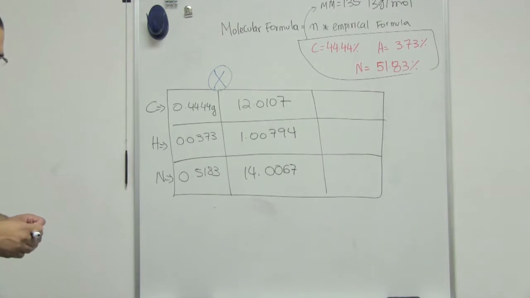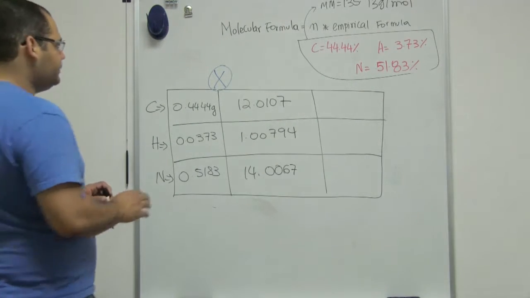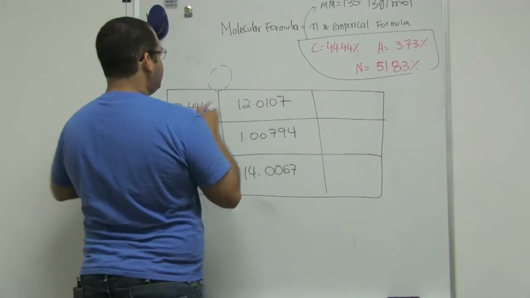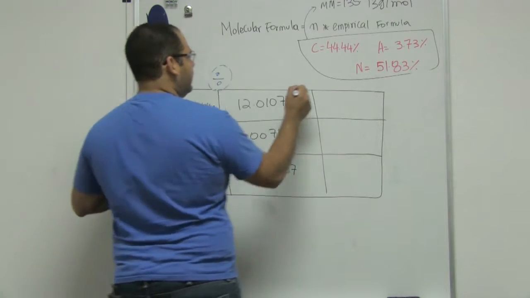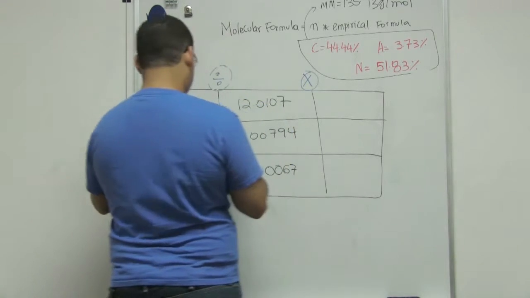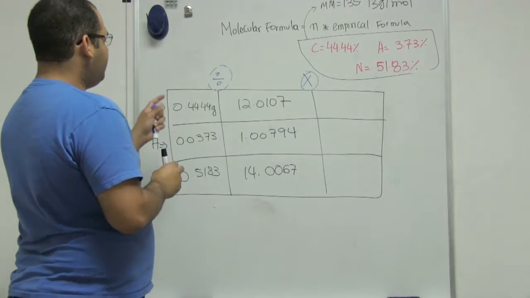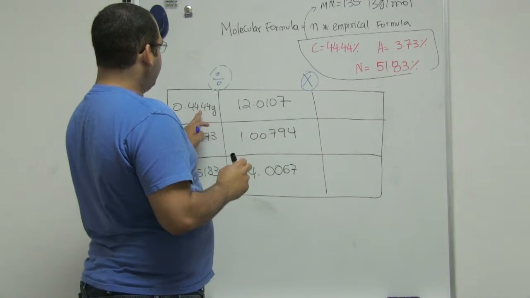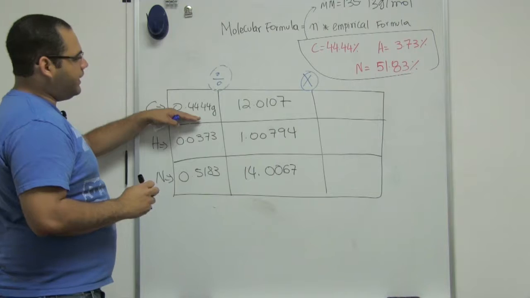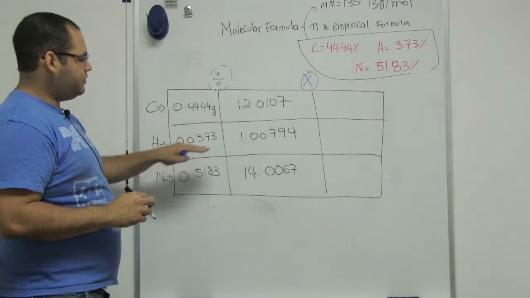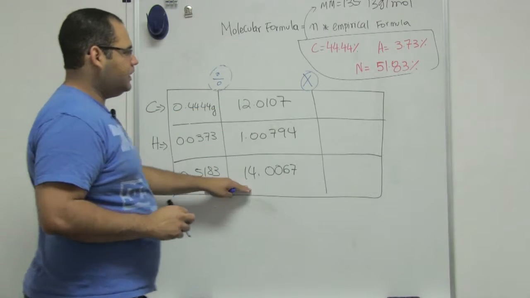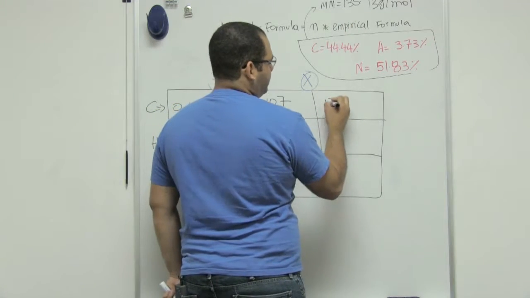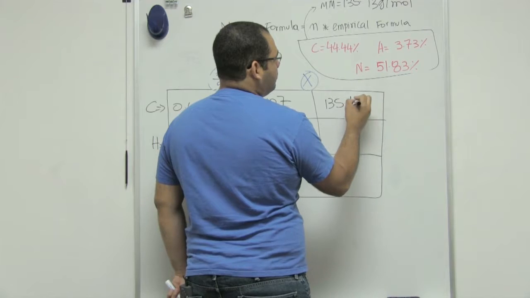Wait, no, not multiply first. We first divide and then we multiply. So the first step, I divide everything by 100. And then I divide the number in grams by the molar mass of each one of them. And then I multiply by the molar mass of the compound I have here, 135.13.